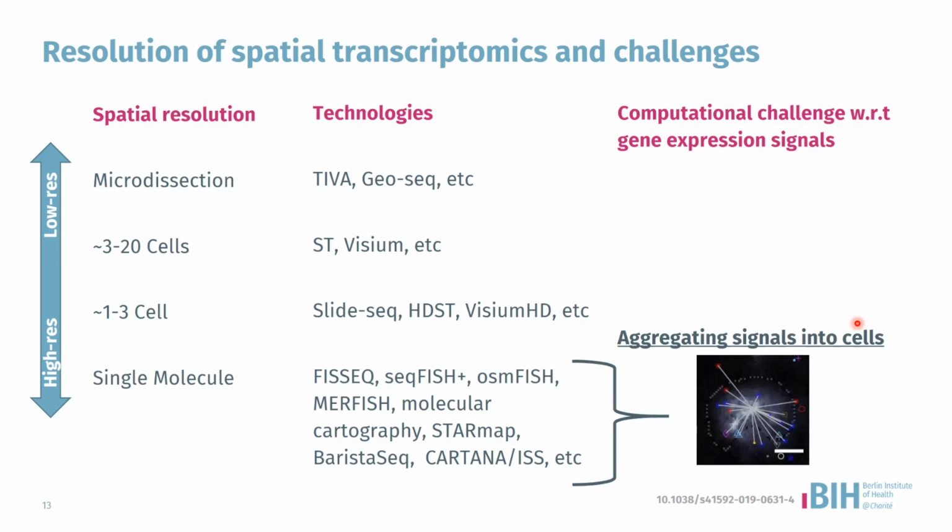On the other hand, high-resolution methods require that these individual mRNA molecules are aggregated into cells. The first step in this process is to identify where the cell is located. This is usually through a process called cell segmentation, which can be done, for example, through staining of nuclei, then expanding the nucleus region to include the cell, and then assigning these spots based on expected gene expression.